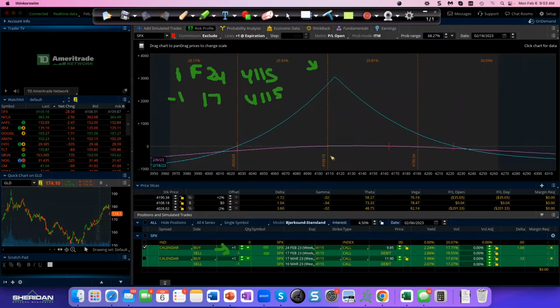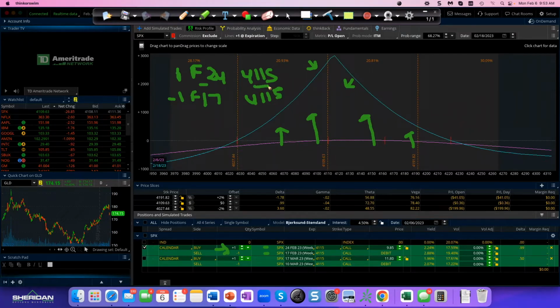This is your graph today, the purple line. This is your graph in 11 days. And you can see with time decay, the purple graph over time will morph into the blue line. Now, what is a calendar? A calendar is just two definitions. You're buying a further out expiration, selling it closer in. And generally with a calendar, you're doing it the same strike.